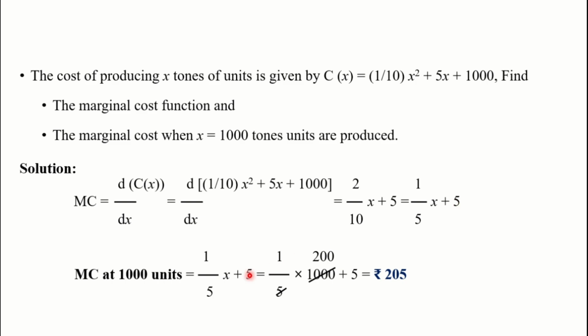Now we need to find the marginal cost when x is equal to 1000. Simply we put x is equal to 1000 in the marginal cost function. We will get marginal cost at 1000 units. 1/5 x plus 5 is equal to 1/5 into 1000 plus 5. 1000 divided by 5, that is 200. 200 plus 5, that is rupees 205 is the marginal cost at 1000 units.